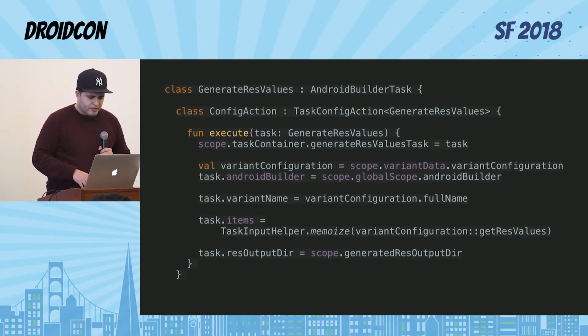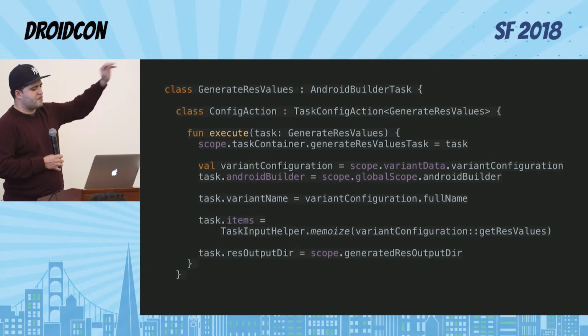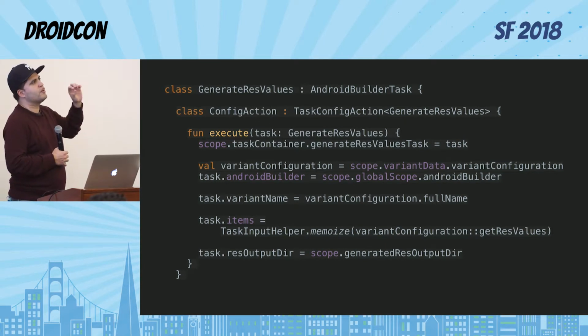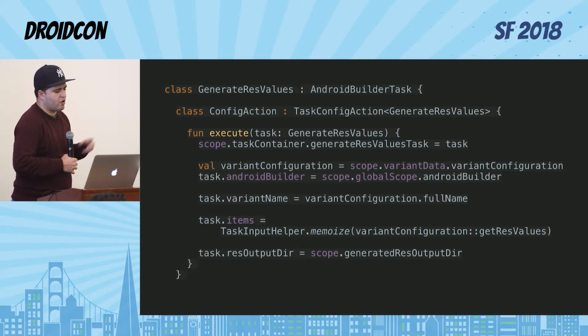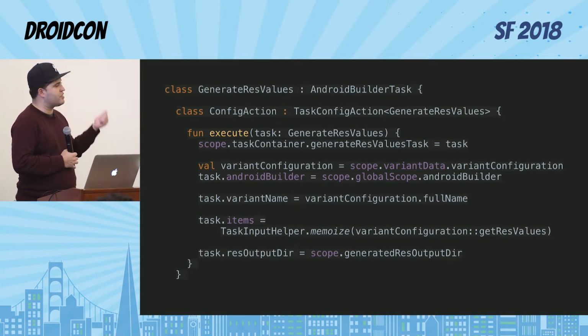And so we know about the task config action already. We mentioned the variant. Now there's this concept of variant data. What you put in your debug block and your release block all gets bundled together in this thing called variant data and provided to the task.